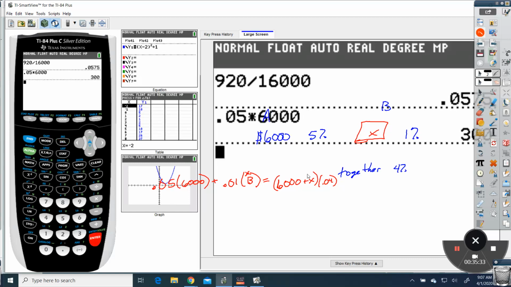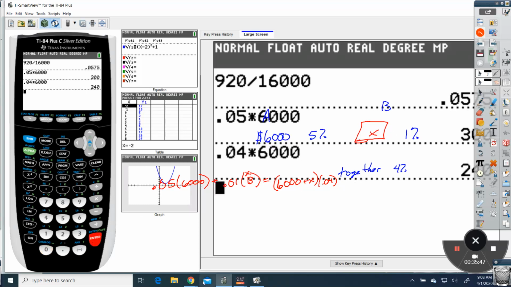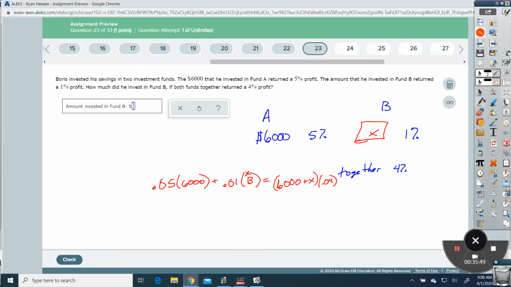And then I also need to distribute that 0.04, so 0.04 times 6,000. So the one on the left is 300, over here it's 240. So 300, 240. So that's the 0.04 times 6,000, now 0.04 times X. So plus 0.04X. Over here I have 0.01X. So I'm going to get my numbers on one side.